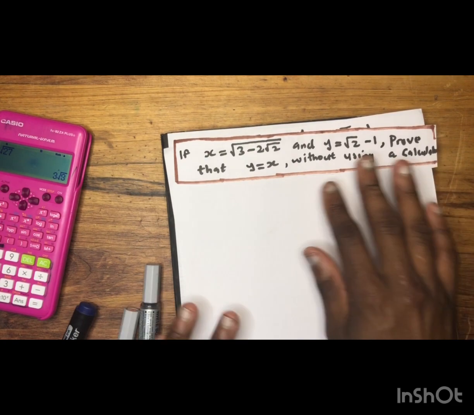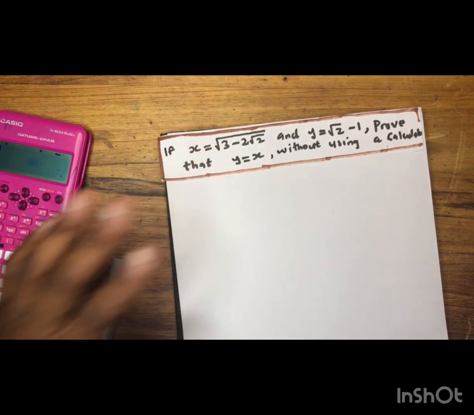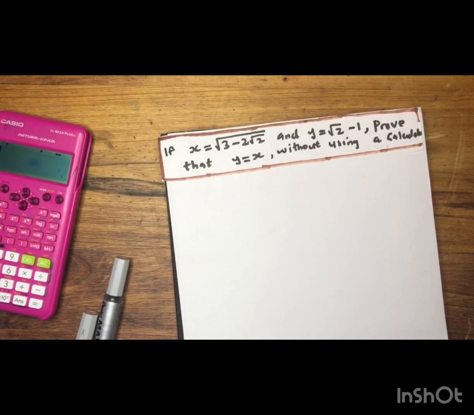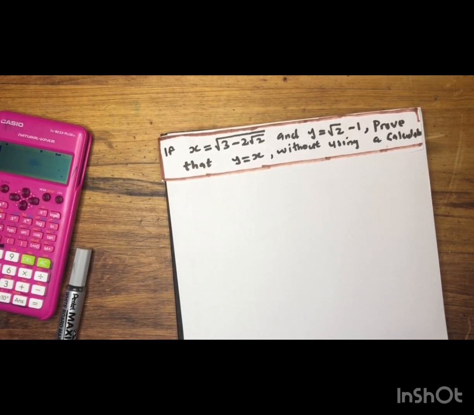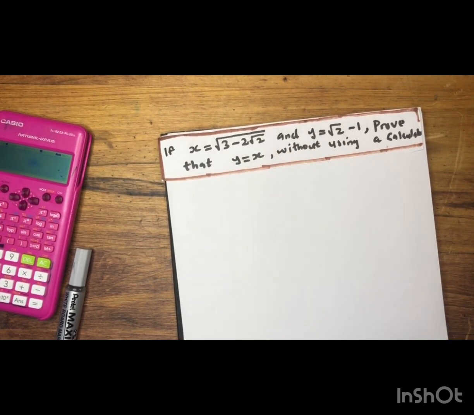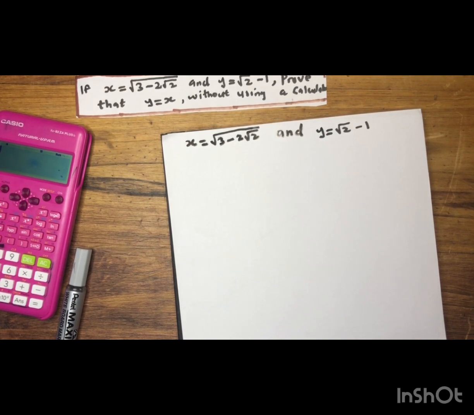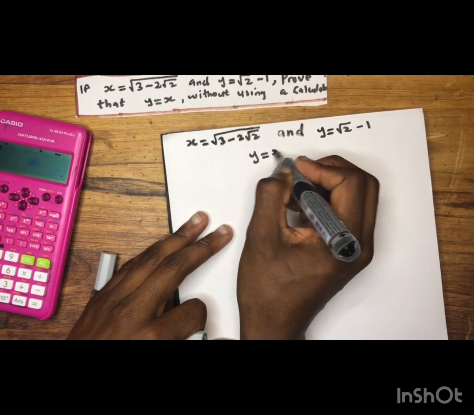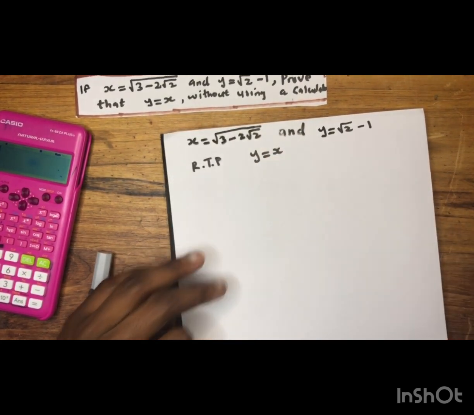So this is our second last question. So guys, you can pause the video again and try to attempt these questions on your own. They are saying if x is equal to square root 3 minus 2 root 2 and y is equal to root 2 minus 1, prove that y equals x without using a calculator. Wow, this is interesting. So we have to prove that y is equal to x. This is what we are required to prove.